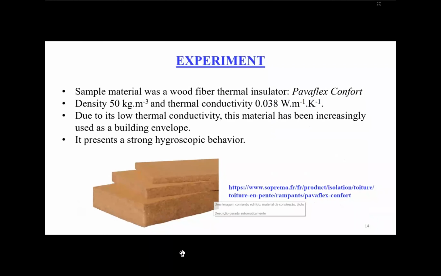About the experiment, the sample material was a wood fiber thermal insulator. It's commercially available under the name PavaFlex Comfort from this supplier. It has a density of 50 kilograms per cubic meter and a thermal conductivity of 0.038 watt per meter Kelvin. Due to its low thermal conductivity, this bio-based material has been used as a building envelope, but it presents a strong hygroscopic behavior.